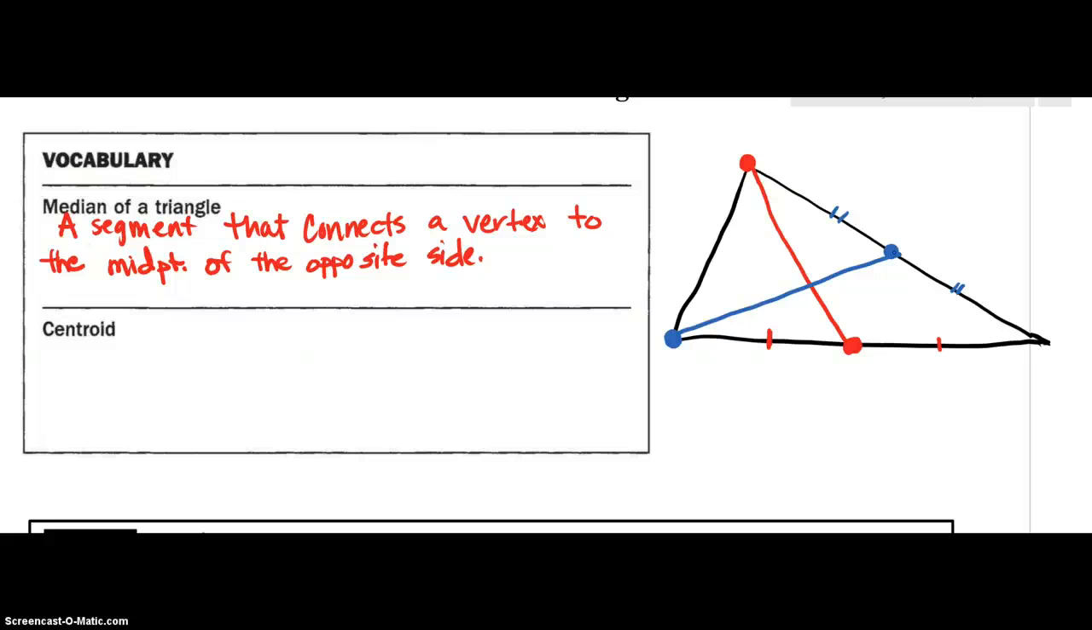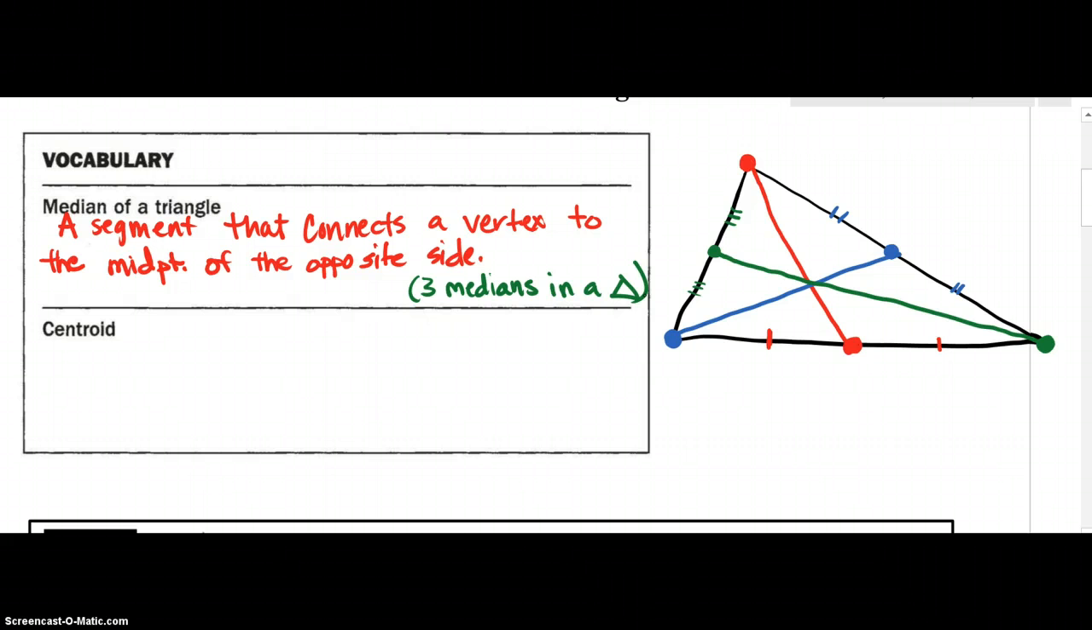And then finally, I will take the final vertex here, the third vertex. I'm going to put the midpoint on the side opposite of it, and I'm going to put 3 tick marks on each side to show that those are equal, but they're different from the other sides. Connect the vertex to the midpoint. So all 3 of those in red, blue, and green are medians. So 3 medians in a triangle.